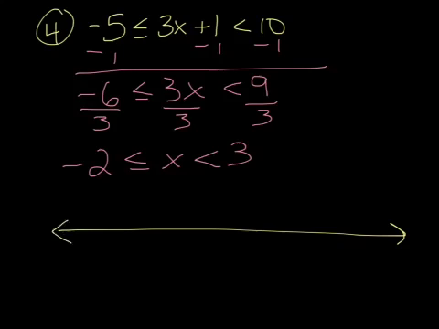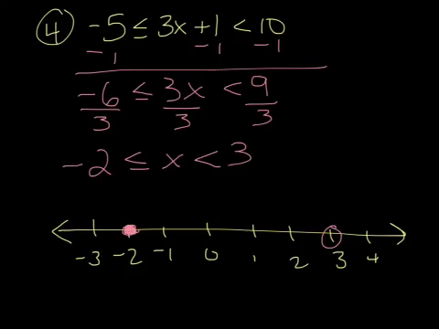Last step is to draw my graph. So my graph, I am going to have a closed circle at -2, and I'm going to have an open circle at 3. So I know that my x is going to be bigger than or equal to -2, and I know it's going to be less than 3. And so I'm going to shade in everything between these two dots.